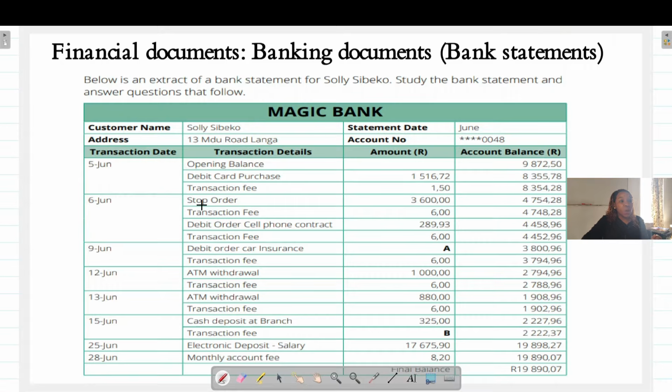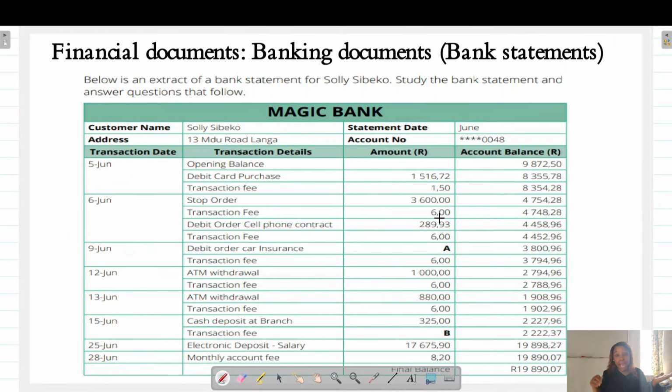Then we've got a debit order that went off in his account on the 6th of June of 3,600, right? So what is a stop order that went off in his account on the 6th of June, right, of 3,600. Guys, what is a stop order? We get different types of orders. You get a debit order, you get a stop order.